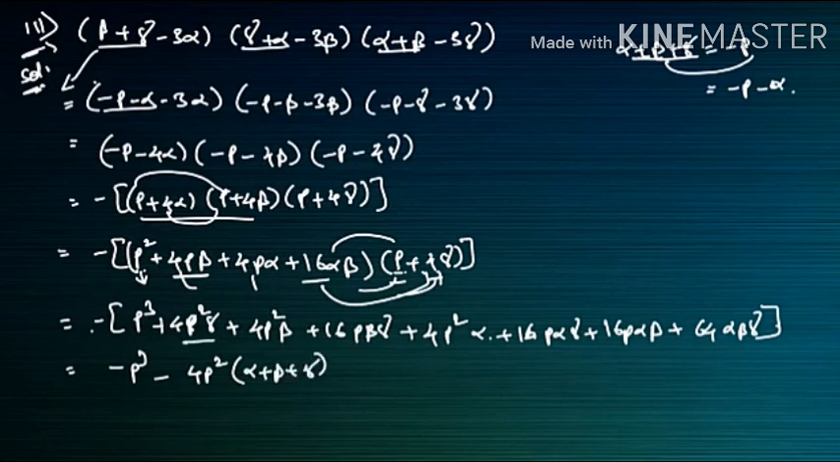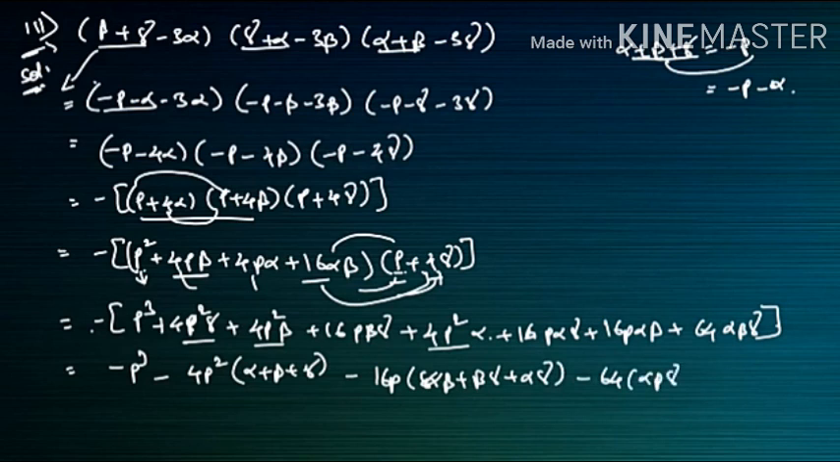So this gamma here, alpha will come, and another way is a beta here, so 3 comes. After that, minus 16 I will take common, so 16p, and it will become alpha beta plus beta gamma plus gamma alpha will come here. So here minus 64 into alpha beta gamma will remain.